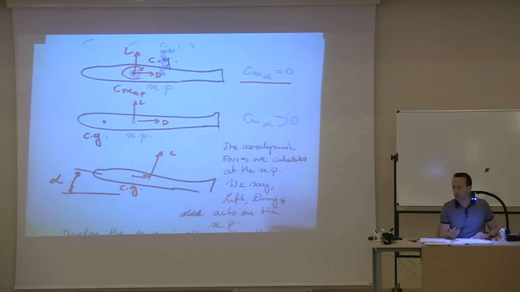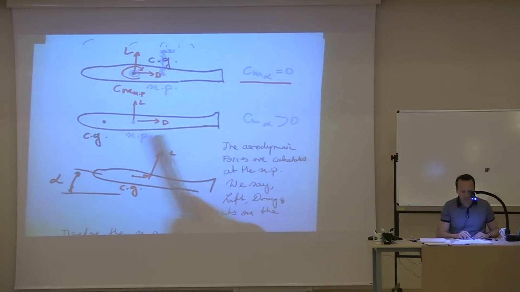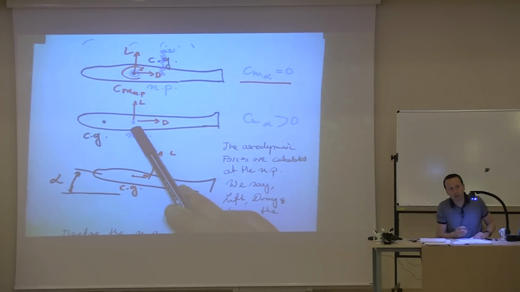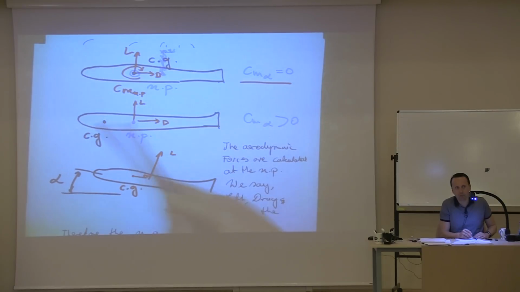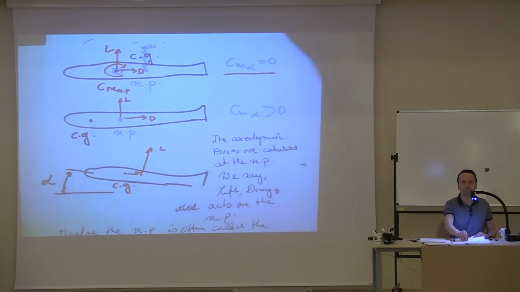Lift and drag is a function of the geometry. So if I move the CG from here to here, lift and drag must still be acting on the neutral point, because the point of action of lift, drag, and aerodynamic moment does not depend on the center of gravity. Is that okay?